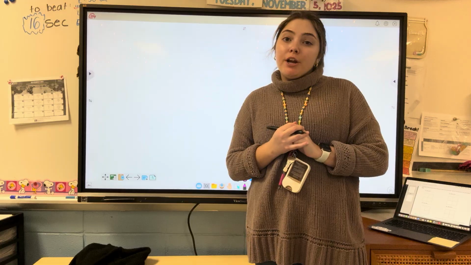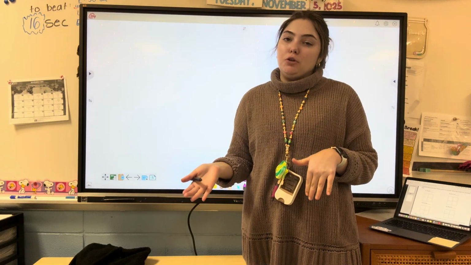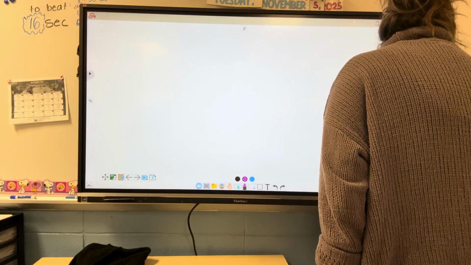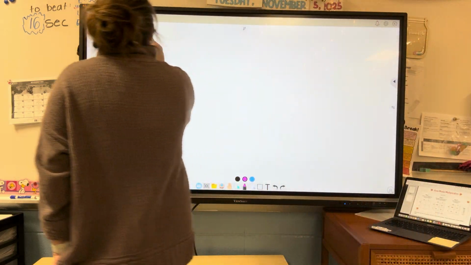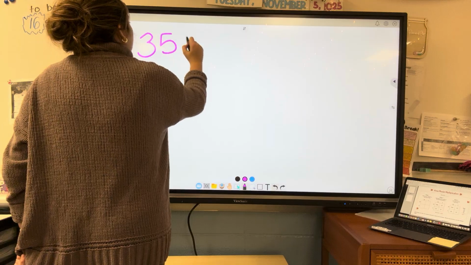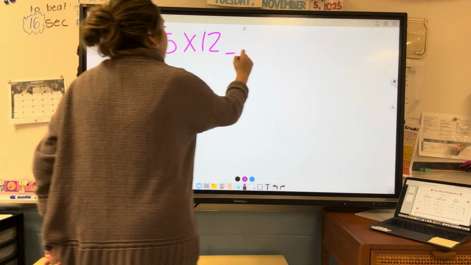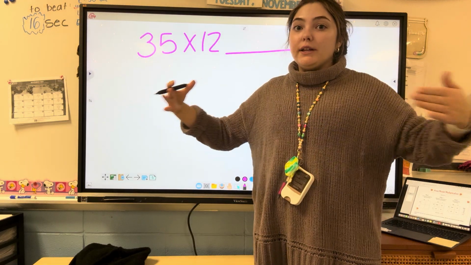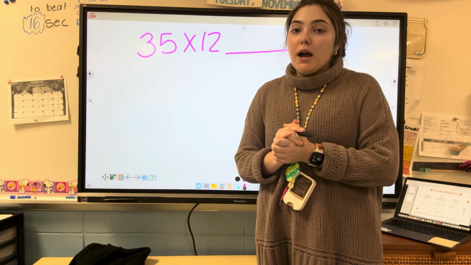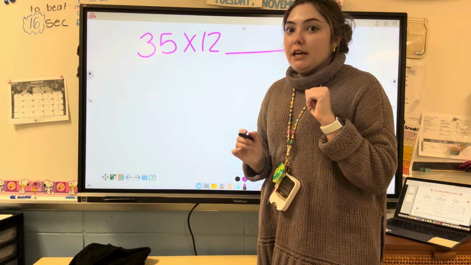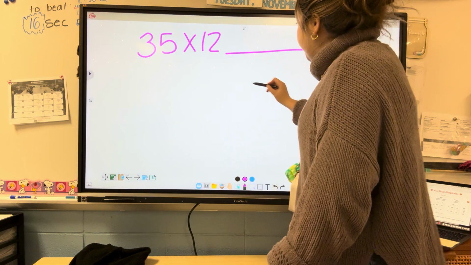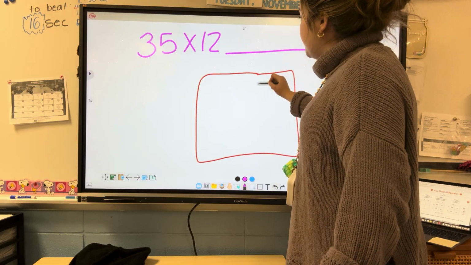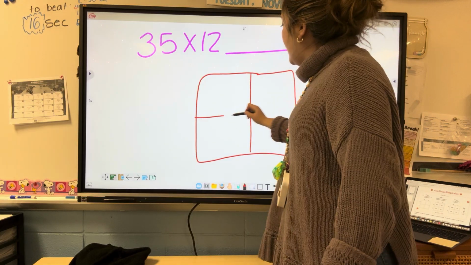Okay, now we're going to move on to 2-digit by 2-digit multiplication. So for my first problem, I'm going to do 35 times 12. Okay, so now instead of drawing one really long box and splitting it into 4, I need to draw one box and split it into 4 boxes. Like this. So I split it in half, and I split it in half again.